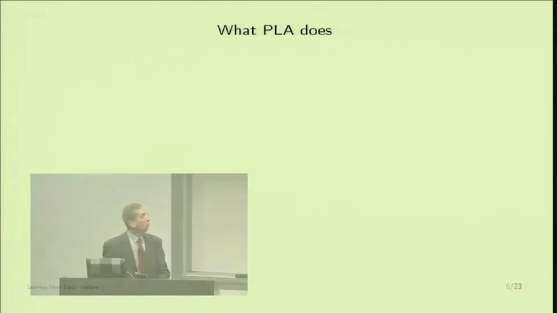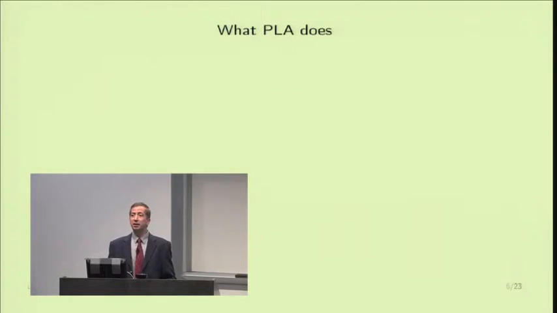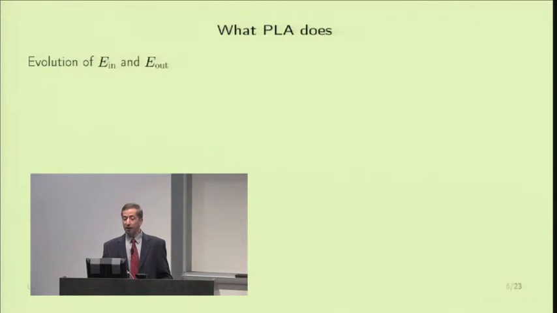Okay, now, what does the perceptron learning algorithm do? What it does is this complicated figure, which takes the evolution of E in and E out as a function of iteration. When you apply the perceptron learning algorithm, you apply it only to E in. E in is the only value you have. E out is sitting out there. We don't know what it is. We just hope that E in tracks it well. Okay? So let's look at the figure.